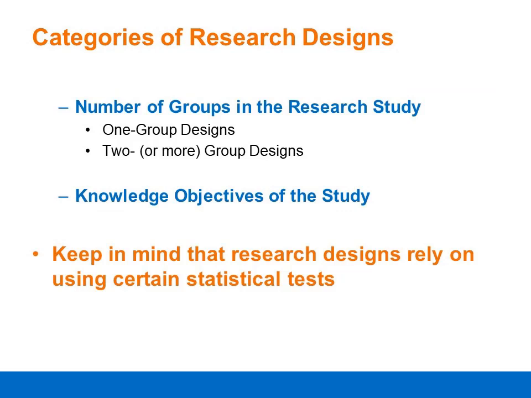We can also classify studies according to the number of groups in the research study. There may be just one group that is being examined, or there may be two or more groups being examined. Also, it's important to understand the objectives of the study, that is, what the researchers are trying to accomplish. The most important thing to remember at this point is that certain research designs rely on certain statistical tests. This means that the type of statistical test that is used depends on the design of the study.